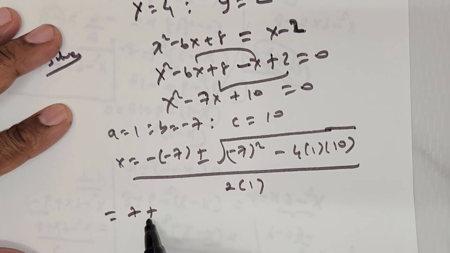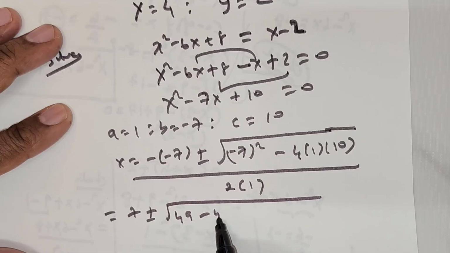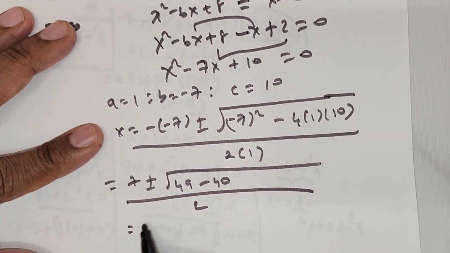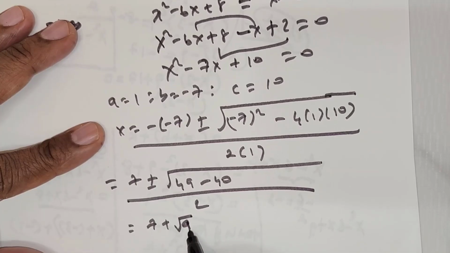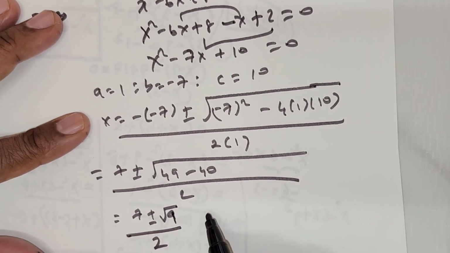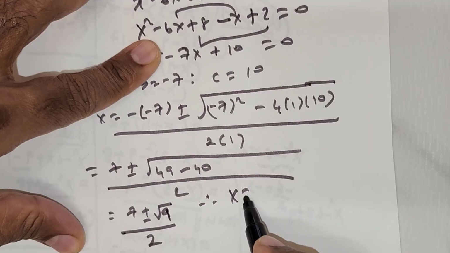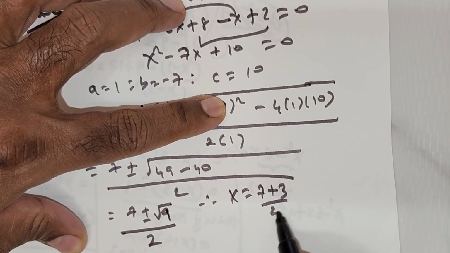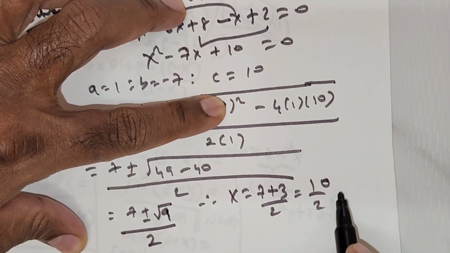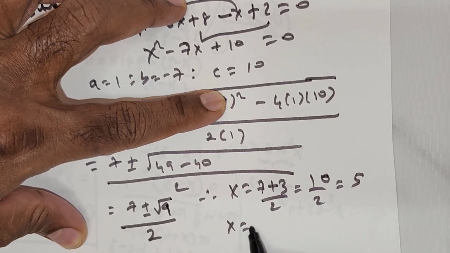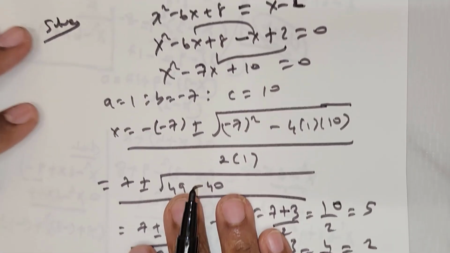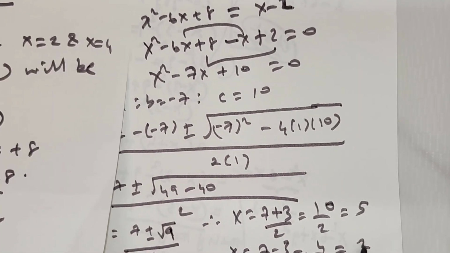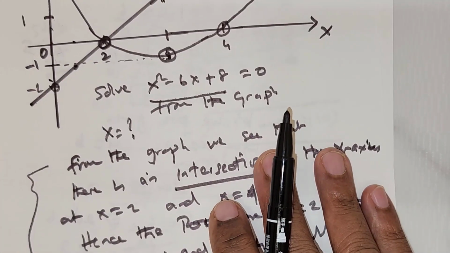So this is going to be 7 plus or minus root of 49 minus 40, divided by 2. 49 minus 40 is going to be 9, so the root is plus or minus 3. Therefore x is equal to (7 + 3) divided by 2, which is 10 over 2, which is 5. And x is equal to (7 - 3) divided by 2, which is 4 over 2, which is equal to 2. So 2 points, 2 and 5.